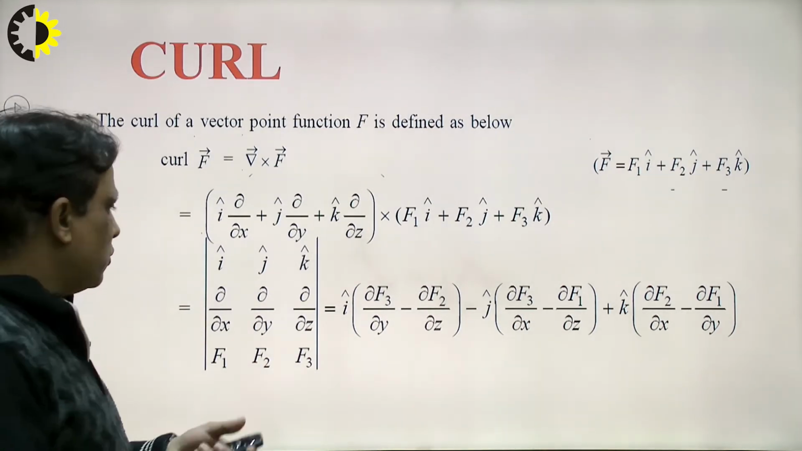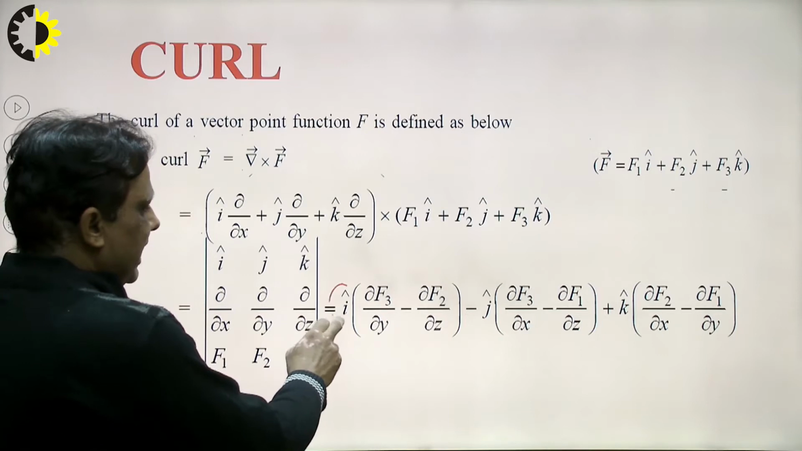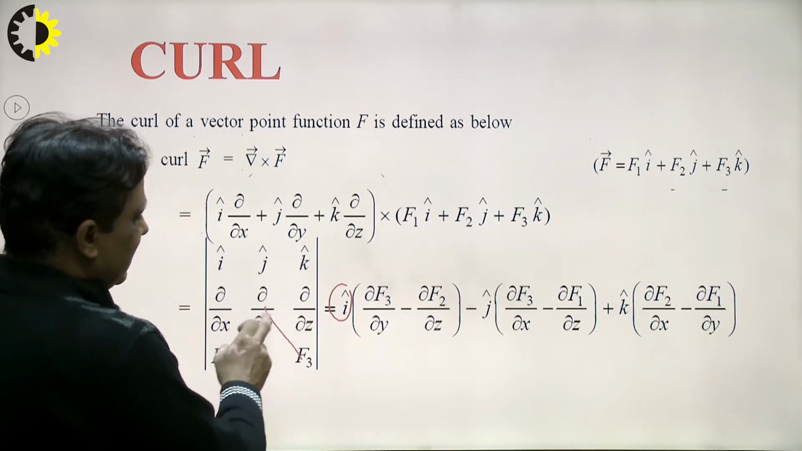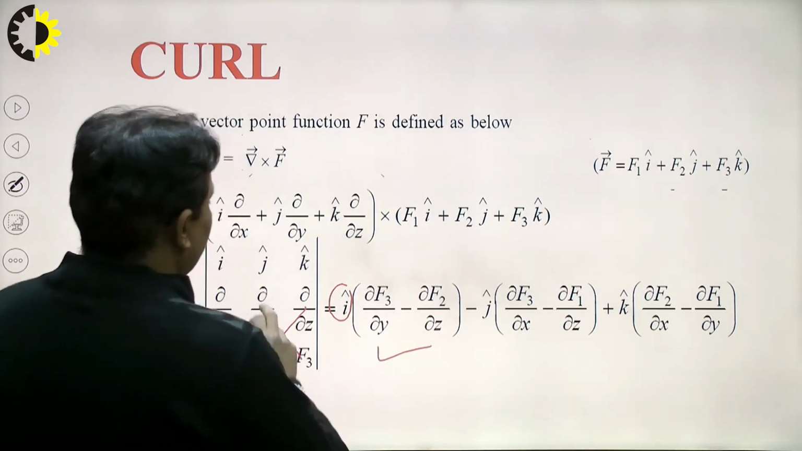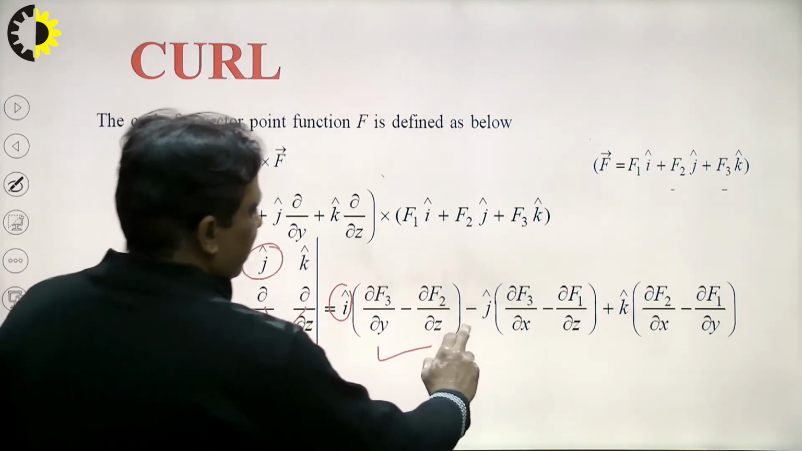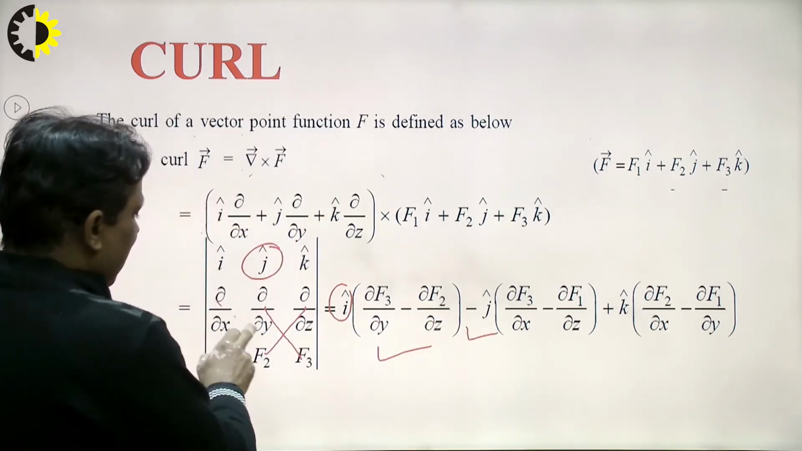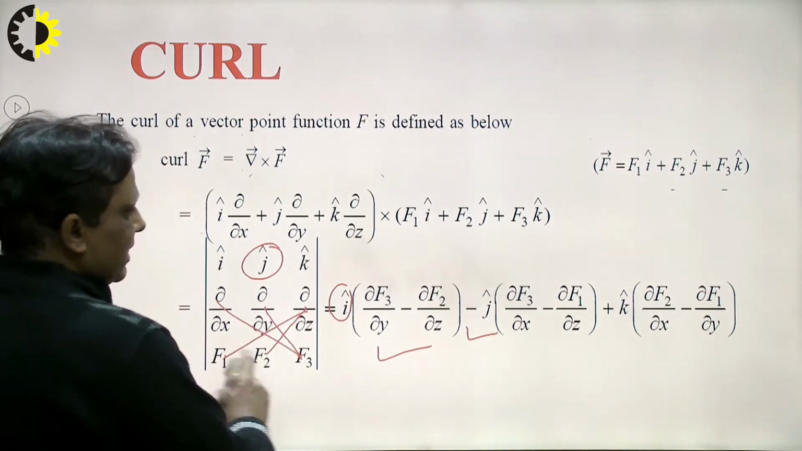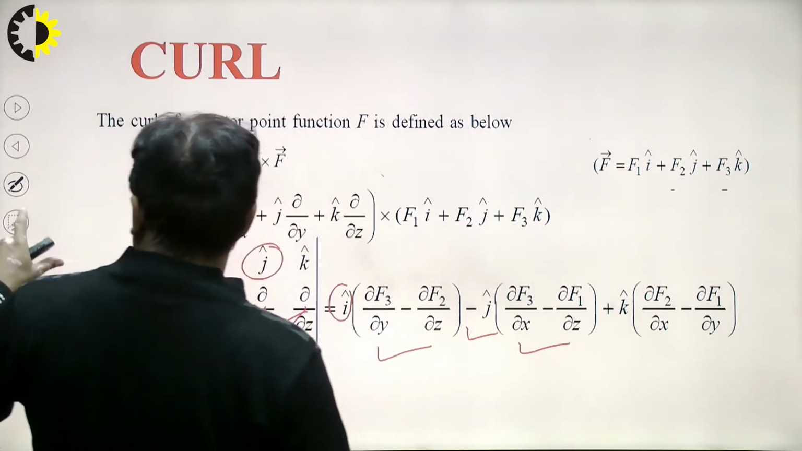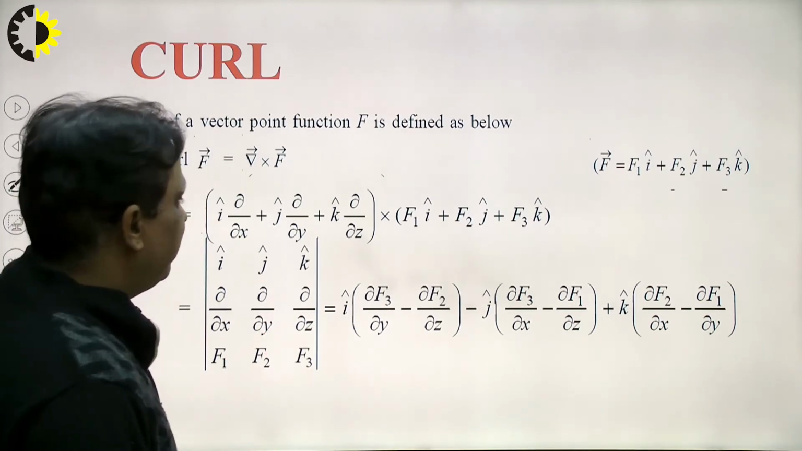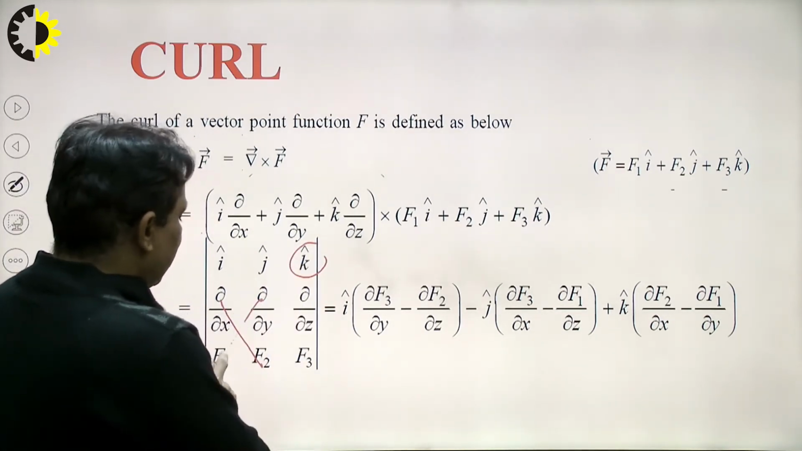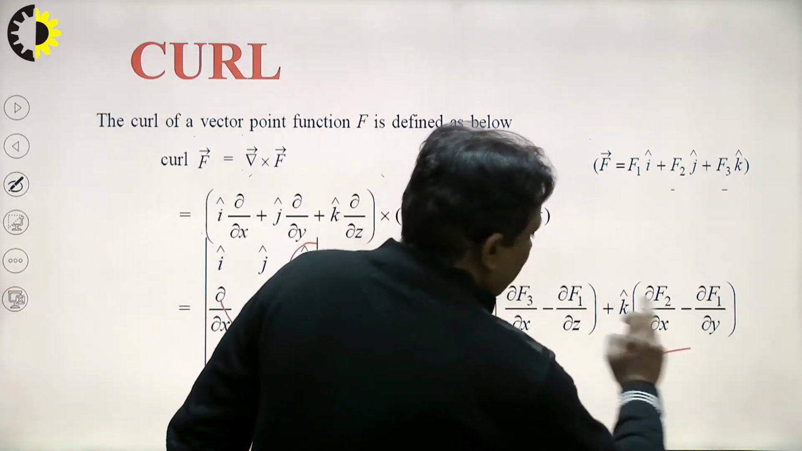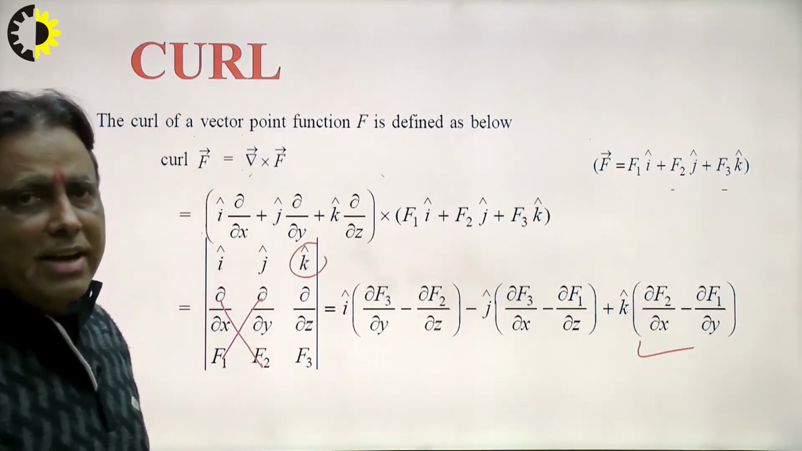By using the first row, I explain here: I cap, this multiplied by this and minus this multiplied by this, I write here. And minus j, I write here minus j, and this multiplied by this and this multiplied by this. Plus k cap. How to calculate the k cap? So k cap is this multiplied by this and minus this multiplied by this. So in this way we find out the curl of a vector point function.